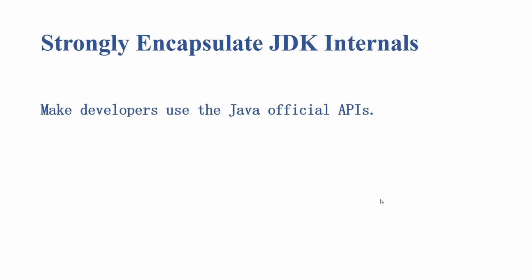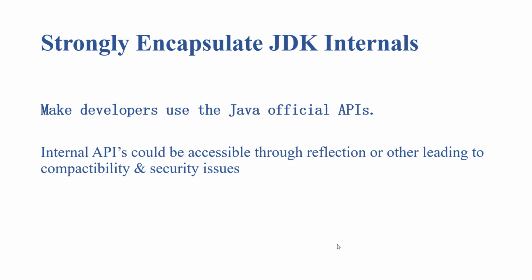Now there is a strong encapsulation of JDK internals. So what is it doing? It is making the developer use the Java official APIs. Earlier, developers had granular level access to the JDK internals through reflection or otherwise, and that would get embedded in our code, which would lead to compatibility issues and security issues as well. So in order to address all those, it has added strong encapsulation for JDK internals.